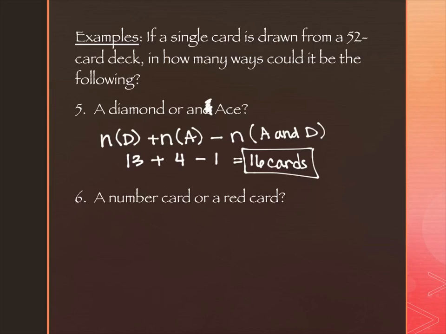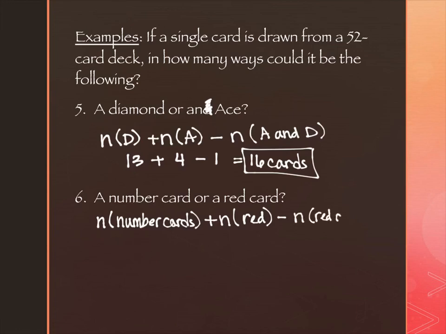Okay, the beginning of it every time, though, is I need to decide, do they overlap? Question number 6. A number card or a red card? Do these categories overlap? Yes. So I need the first one where I subtract off the double count. So we have the number of number cards, and I'll write this one out in words. You can do whatever makes sense to you. Plus the number of red cards. And then I'm going to subtract off the number of red and number cards. They're both red and have numbers.